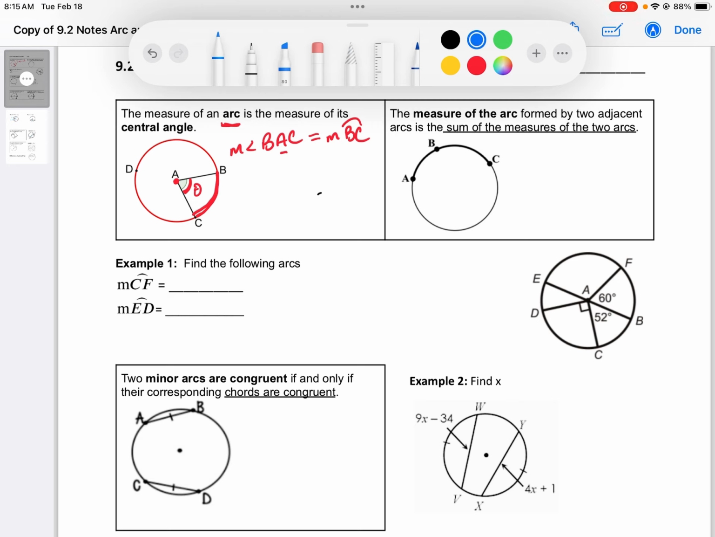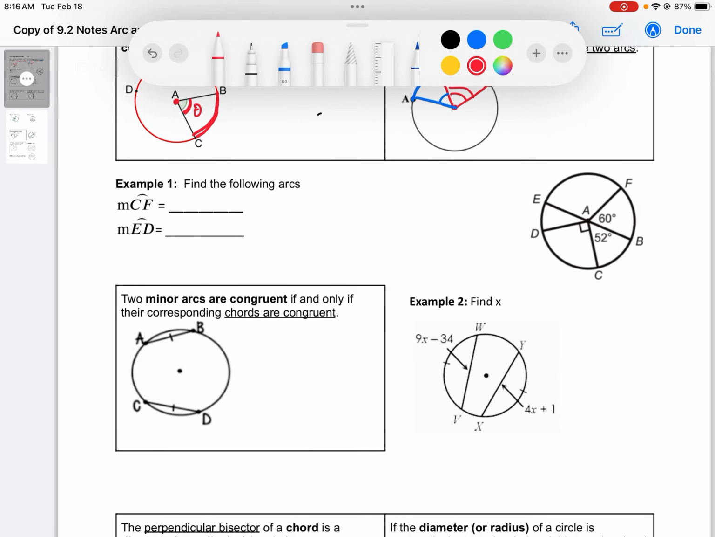And then next, if we have adjacent arcs, so neighboring arcs, see how we have A to B here, and then we have B to C, and they're right next to each other, they're adjacent. Their measure can be found just by adding together their two arcs. Think about it. If they're both coming from a central angle like this, and based on what we just said the arc is the measure of the angle, we could just add them together, and that will give us our arc.